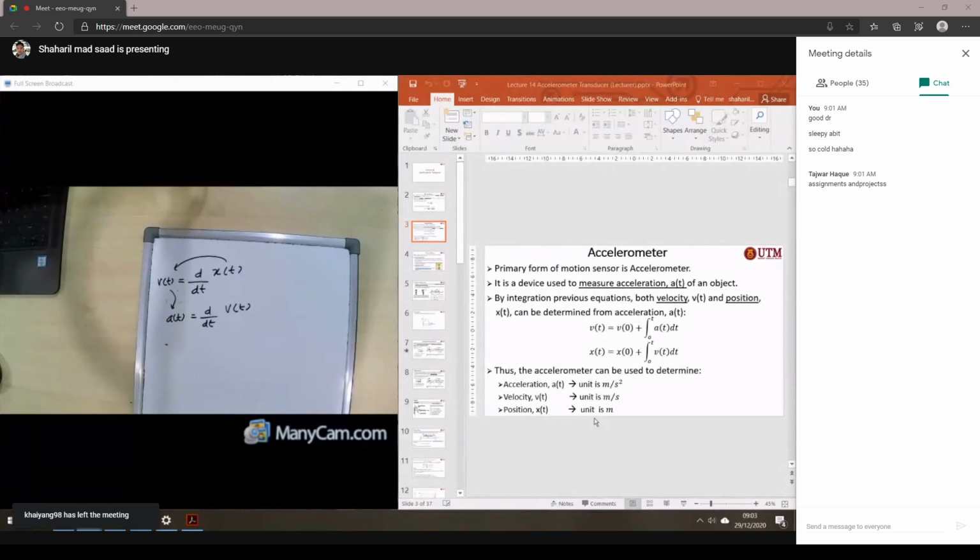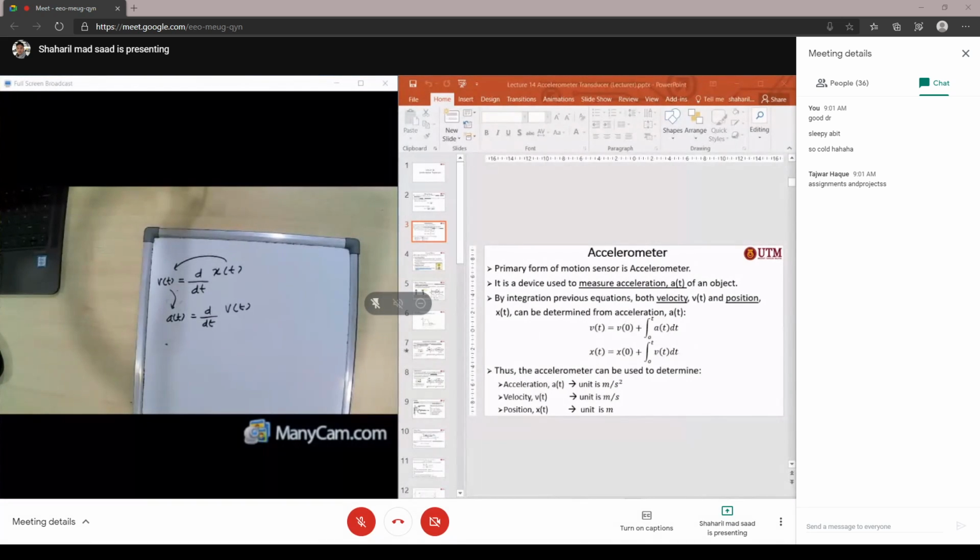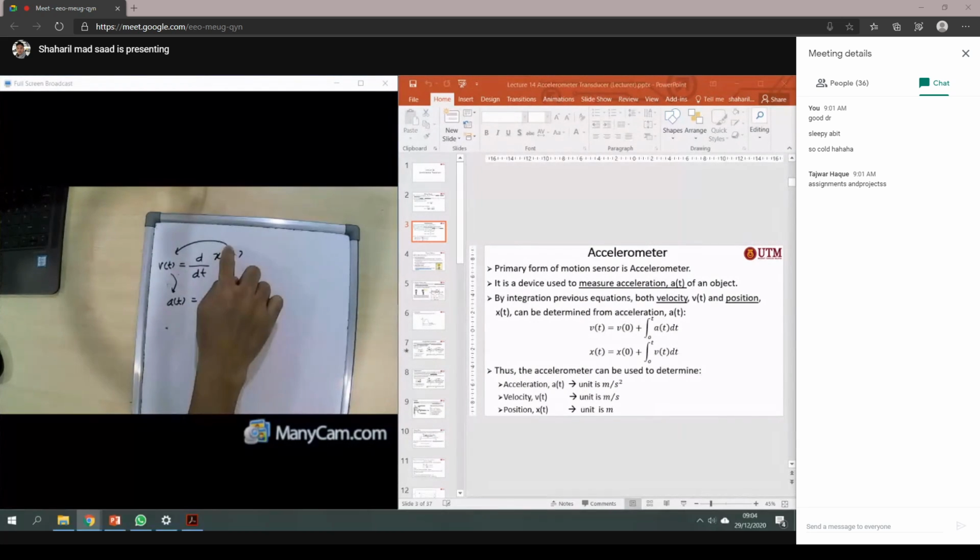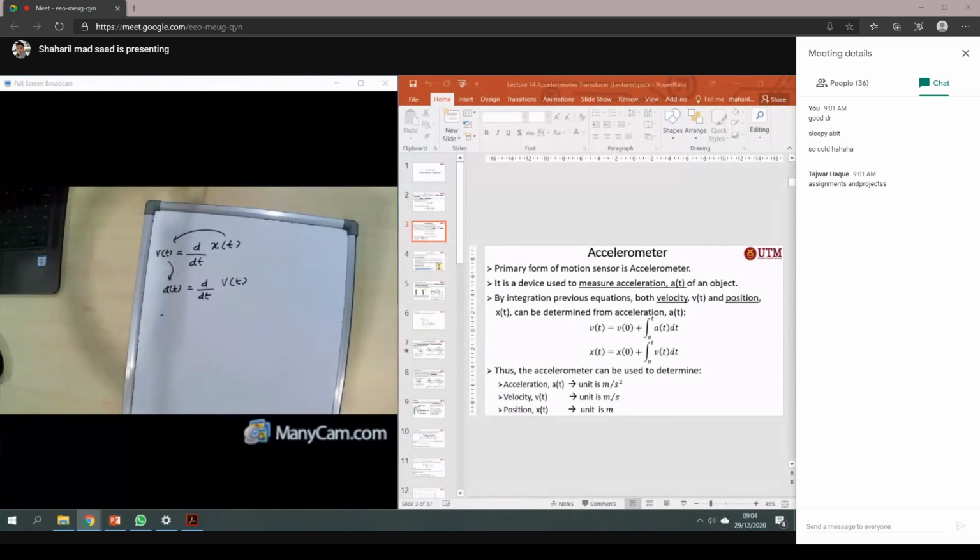An accelerometer is a primary form of motion sensor, and it is used to measure the acceleration of an object. So when we differentiate the displacement, we get the velocity, and we also get the acceleration.